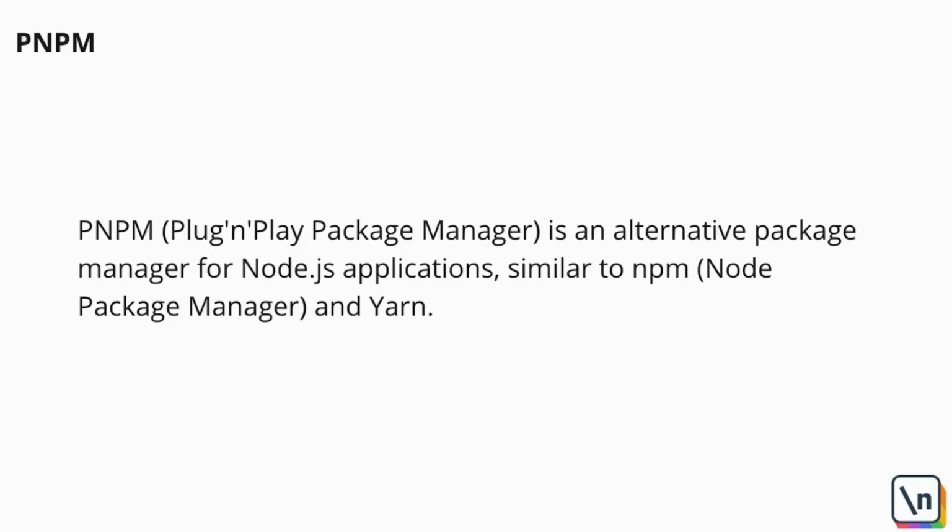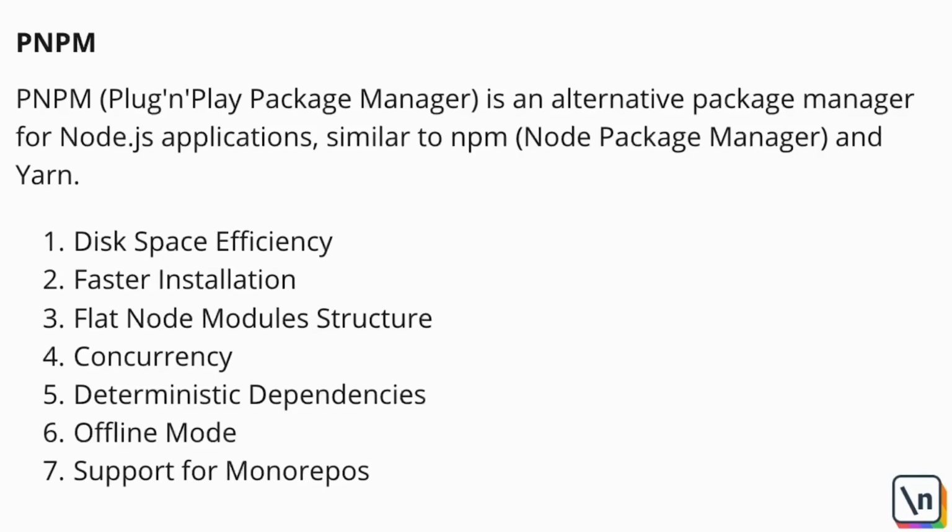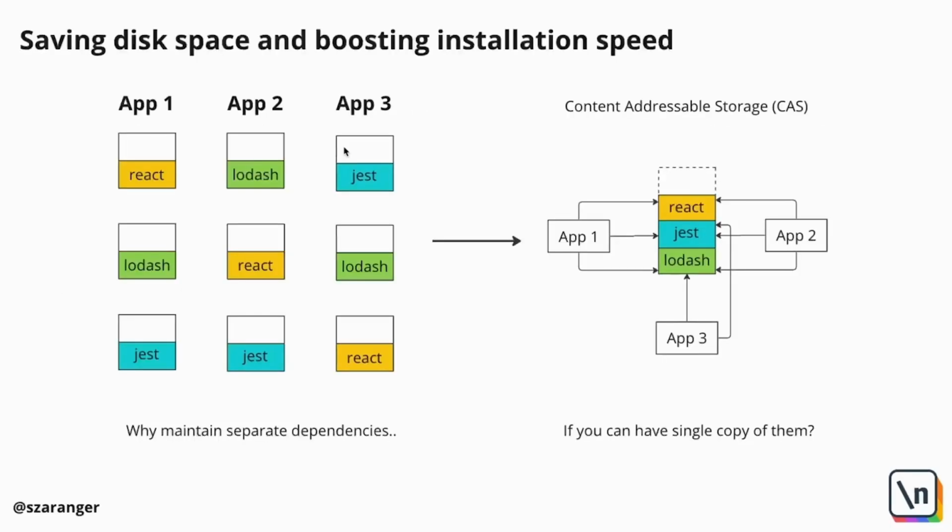PNPM, short for Plug and Play Package Manager, is an alternative package manager for Node.js applications, similar to NPM, short for Node Package Manager, and also Yarn. Here are some reasons why you might choose to use PNPM. PNPM uses a unique approach called content addressable storage to store packages. Instead of duplicating packages in each project, it stores them in a global store and creates hard links to the packages in each project. This results in significant disk space savings compared to the other package managers.